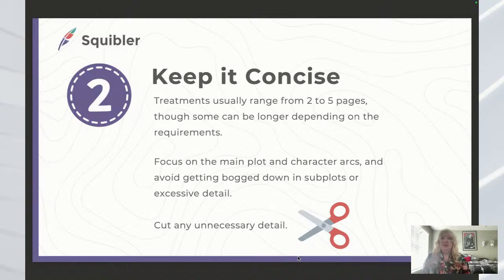Just like with novel synopses, with the film treatment, you do want to keep these concise. They're generally between 2 to 5 pages. As I've said, some of them can run a little bit longer, but you do want to keep them brief. Focus on the main point and the character arcs, and avoid getting bogged down in subplots or excessive detail. You really have to be concise here and cut anything that's unnecessary.